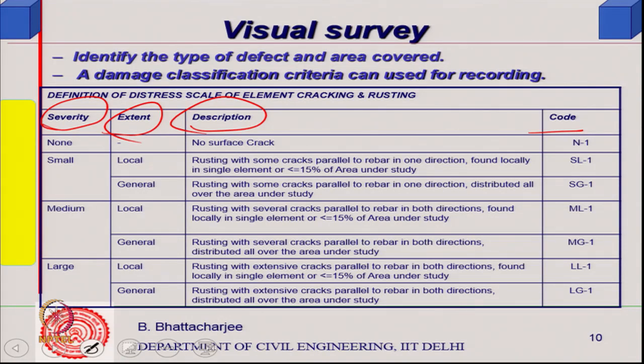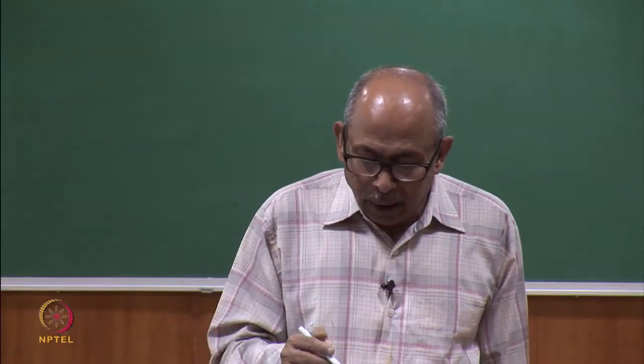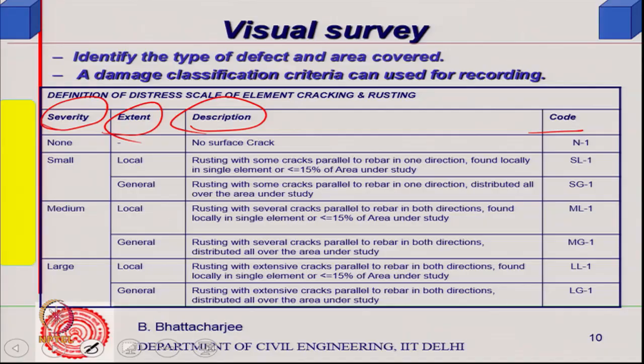So, that recording becomes easier, right. Now, as you can see, it is something like the anticipated state matrix we talked about. So, here also we are doing something similar. Now, severity: no surface cracks, then severity is none, there is no question of extent, and obviously the code you will put in your table.